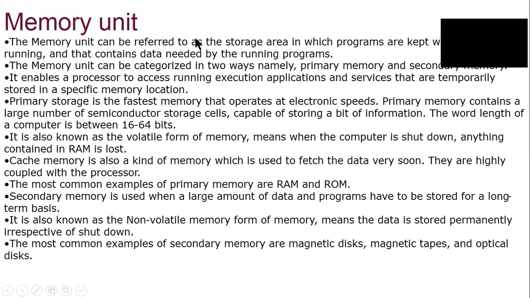The memory unit refers to the storage area where a program is kept while running, and which is needed by the running of a program. Anything that is going to be stored from the memory will be transferred to the calculation. After calculation, it is again stored in the memory. So memory is an interface between the components. It is very important. It has two types, primary memory and secondary memory.